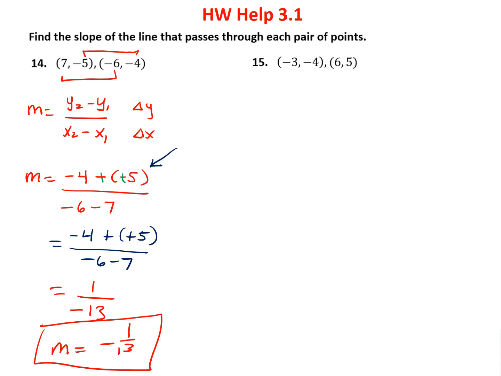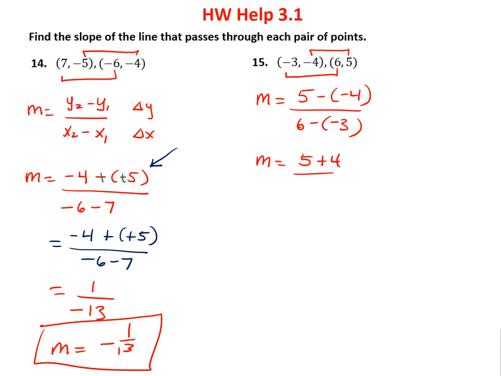For the next problem, again, our slope is our y2 minus y1. Notice we have, once again, 5 minus minus 4. And then here we have 6 minus minus 3. So again, subtracting a negative is the same as adding the positive. So I can change that to 5 plus 4 over 6 plus 3, and I get 9 over 9, or my slope equals 1.